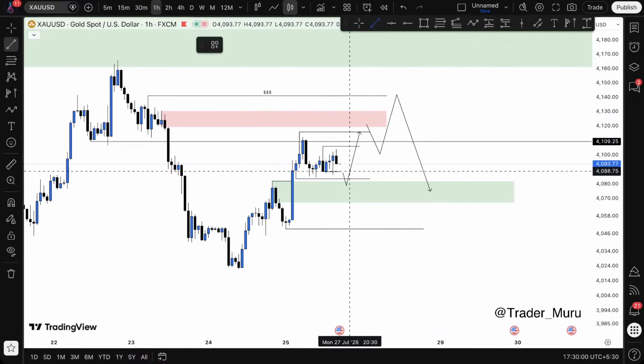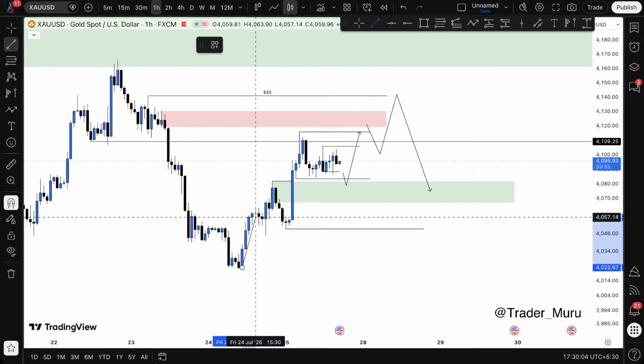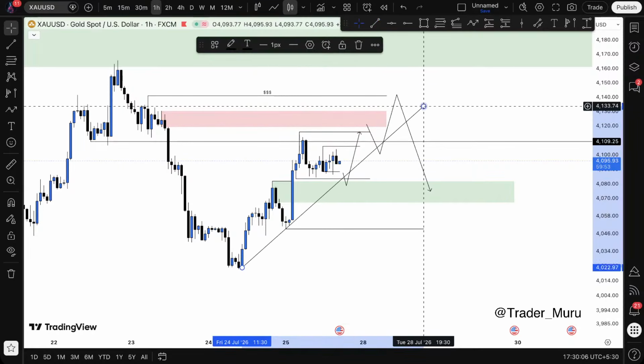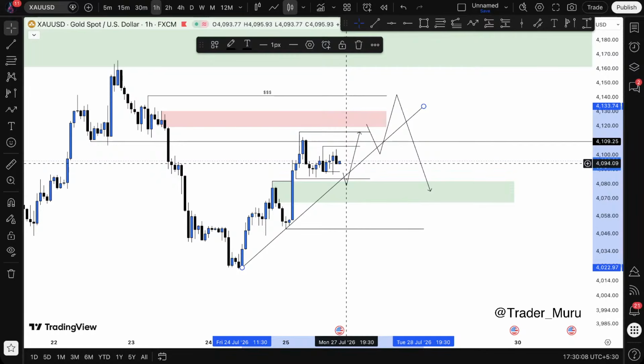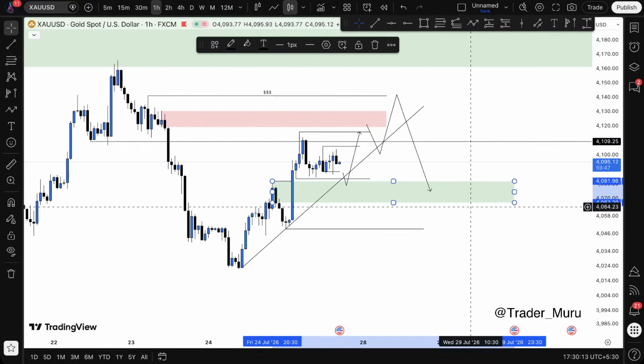But if you want to take a precise entry, we will add one trend line here. It is saying that price needs to test the mitigation block and then start pumping again.